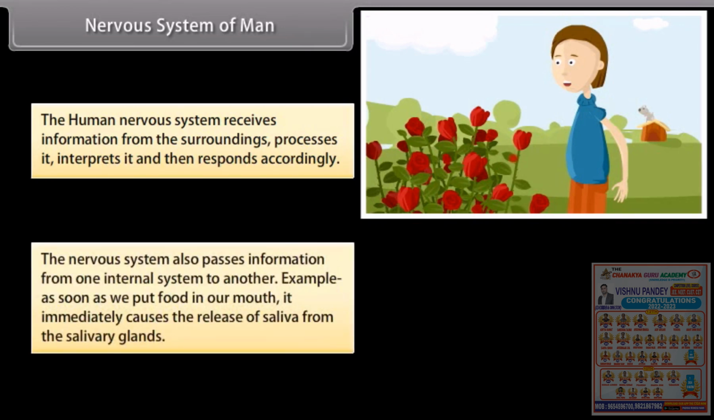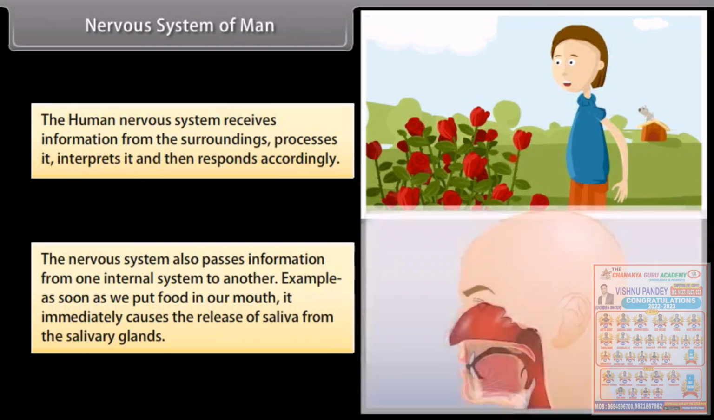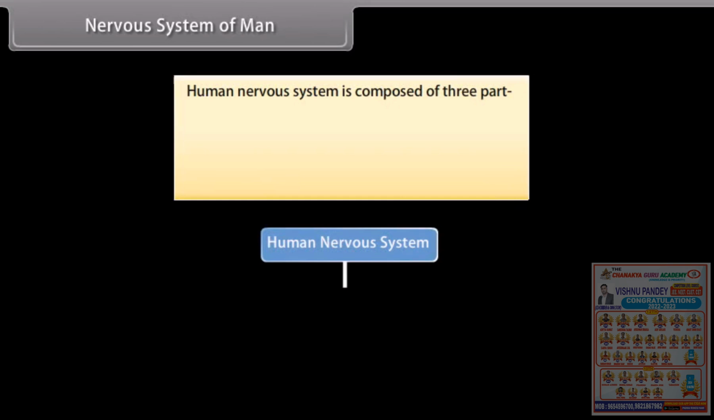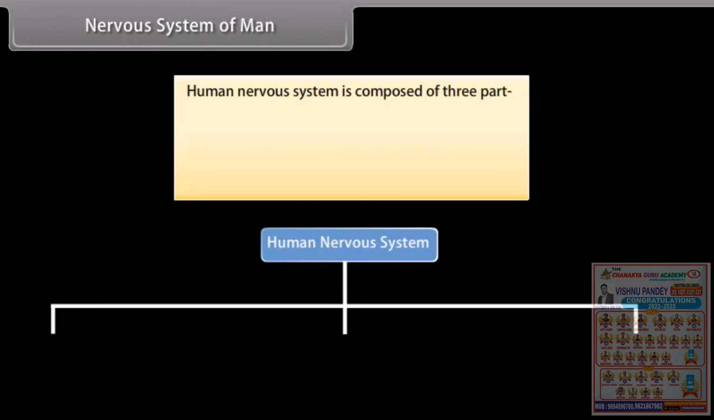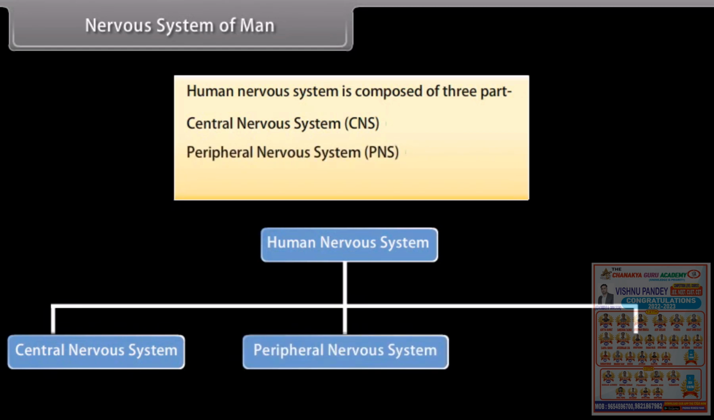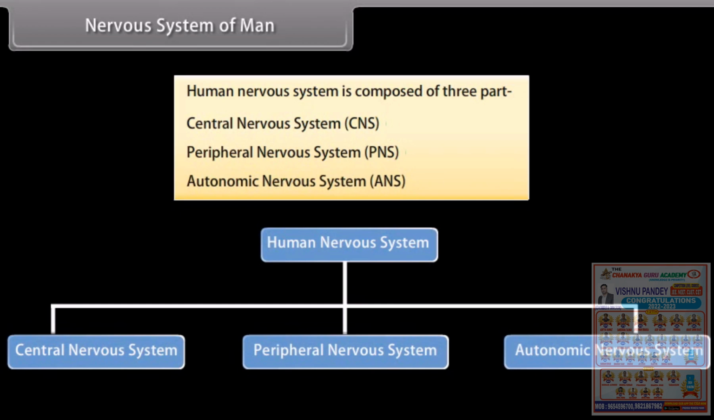The nervous system also passes information from one internal system to another. Example: as soon as we put food in our mouth, it immediately causes the release of saliva from the salivary gland. Human nervous system is composed of 3 parts: central nervous system, CNS, peripheral nervous system, PNS, autonomic nervous system, ANS.